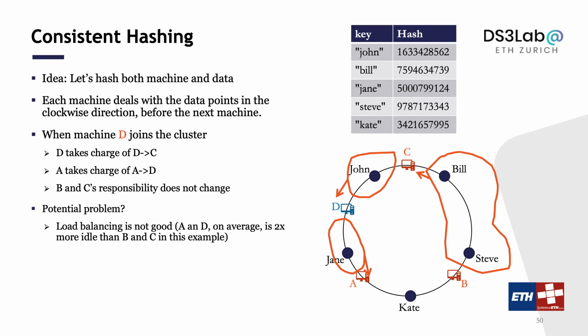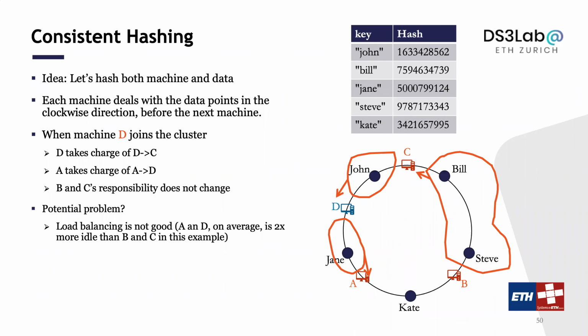But what could be the potential problem for this strategy? Well, there are a lot of those, but one of them is, if you think about load balancing, it's actually not the best thing in the world. Because in expectation, the workload on machine A and machine D will be 2 times less than machine B and C. B and C in expectation are taking 2 times more workload than A and D, because when D joined between A and C, I actually gave all the workload of A to D, but B and C doesn't change. So essentially you have more load on B and C.